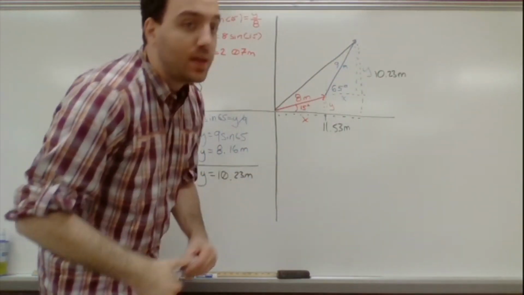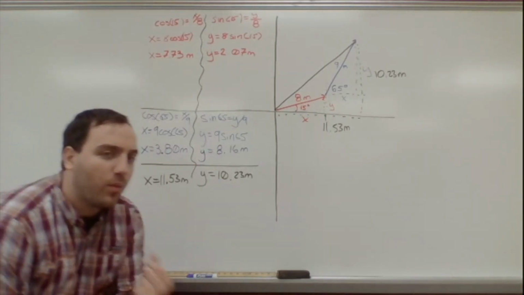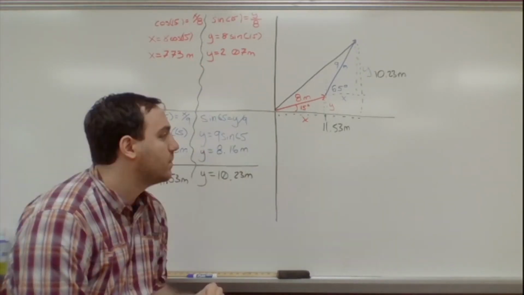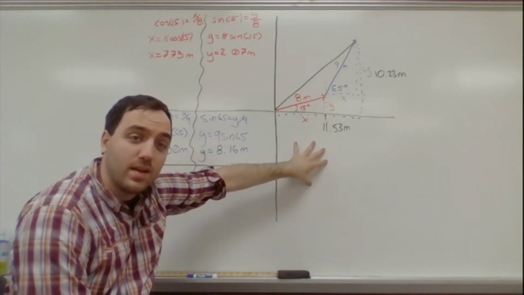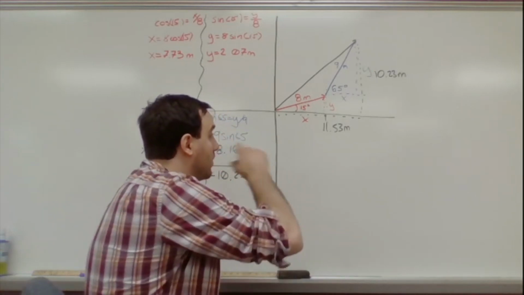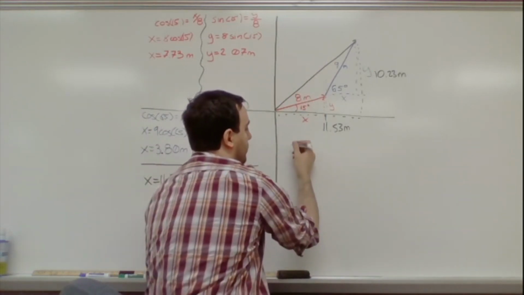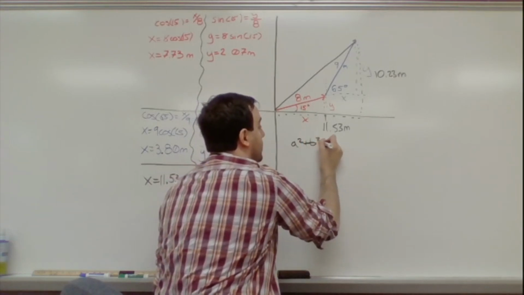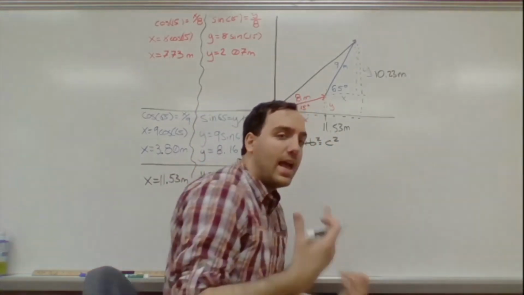So once you have these, the process is, well, we went this far right, this far up. It's just like adding vectors the first time we did. We only have x and y. Just add them together. How long is it? Well, a squared plus b squared equals c squared. What angle is it at?